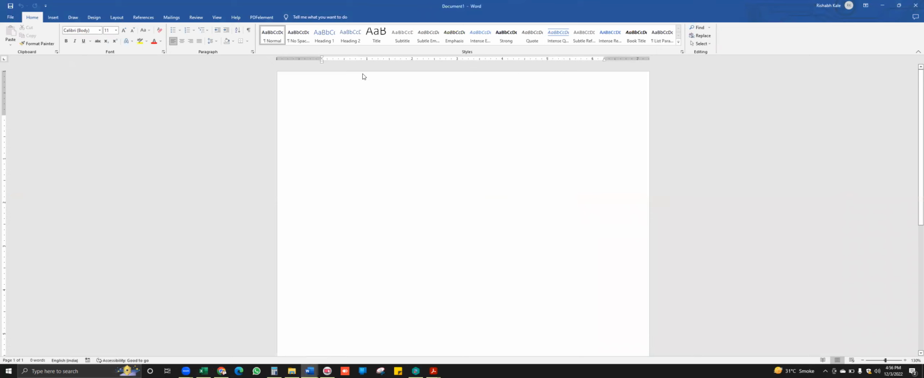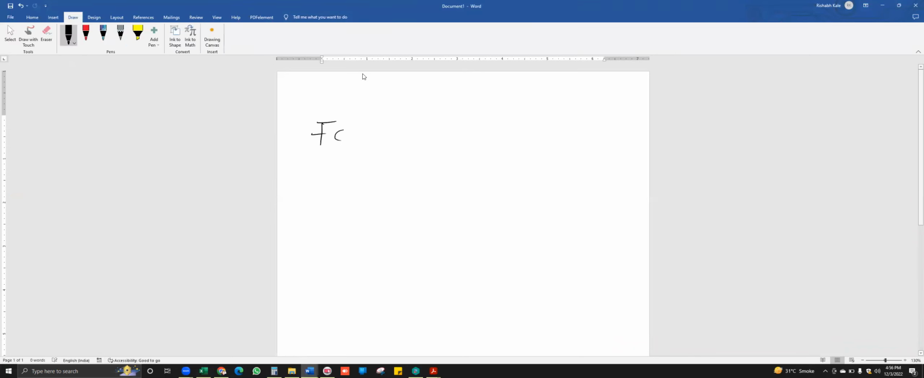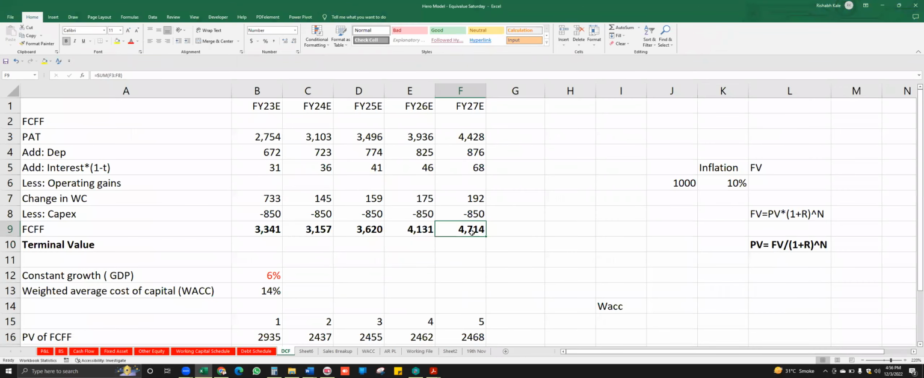It is what your FCFF in the year 5th, right? Whatever the year you are taking, okay? If you are focusing for 3 years, then it will be FCFF of 3 years. Means the FCFF, okay, this one. This FCFF 5th year, 1, 2, 3, 4, 5th year.